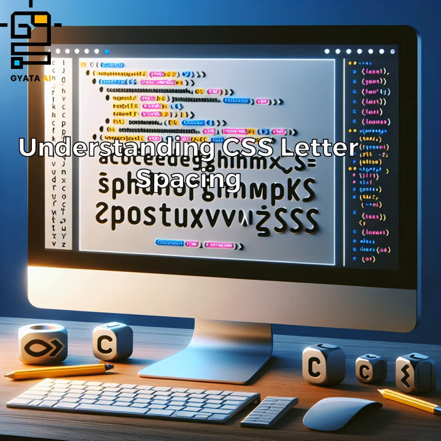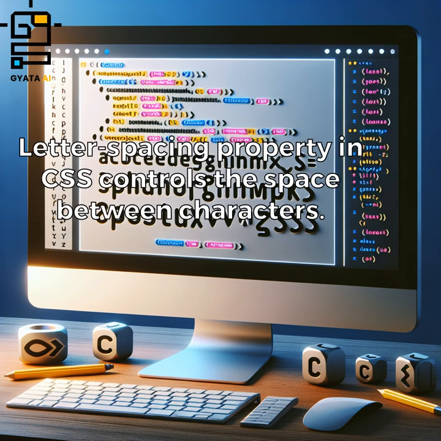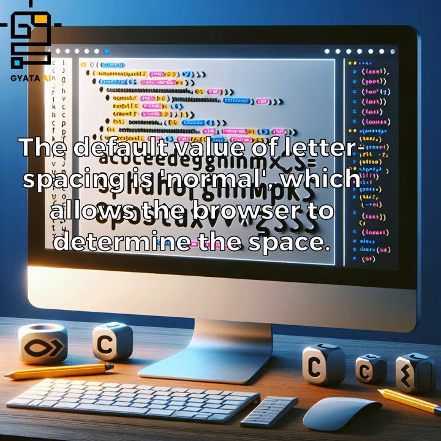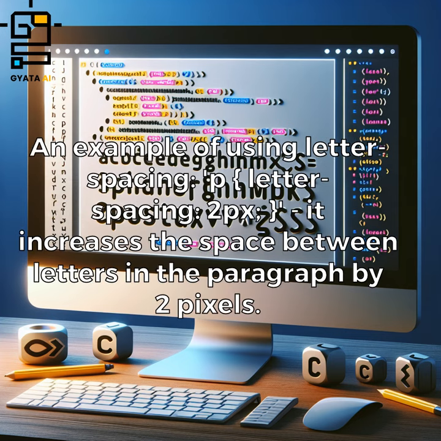Understanding CSS letter spacing. The letter-spacing property in CSS controls the space between characters. It is useful to adjust the space for design or readability reasons. The default value of letter-spacing is normal, which allows the browser to determine the space. An example of using letter spacing: p { letter-spacing: 2px; }. It increases the space between letters in the paragraph by 2 pixels.